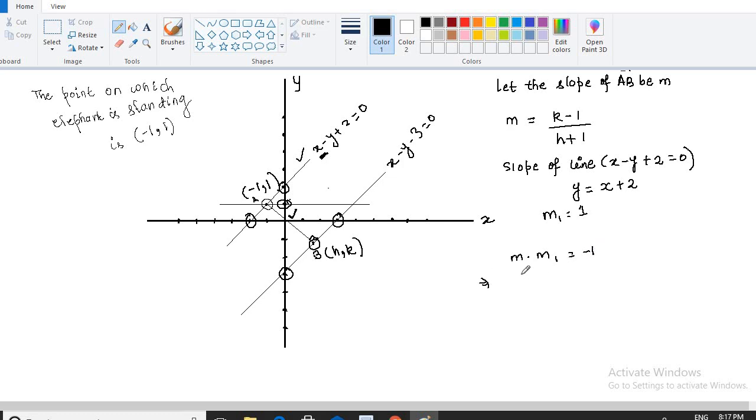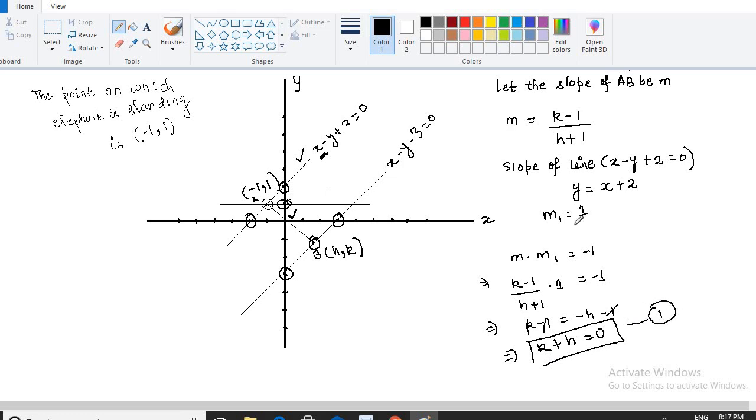So put down the values. What are you going to get? (k minus 1) by (h plus 1) into 1 is equal to minus 1. So what result are you going to get? k minus 1 is equal to minus h minus 1. This will give you the equation k plus h is equal to 0. So I have got this one relation. Please remember, this is the one relation that I have received.